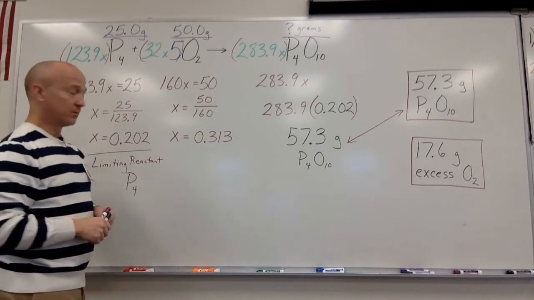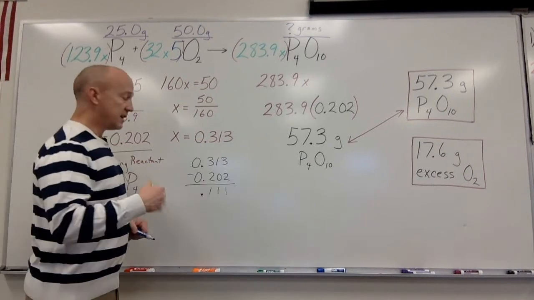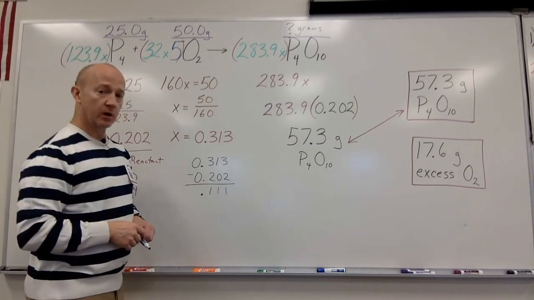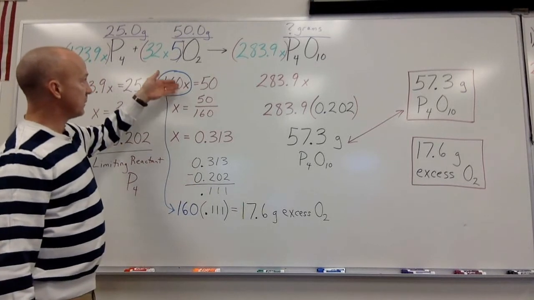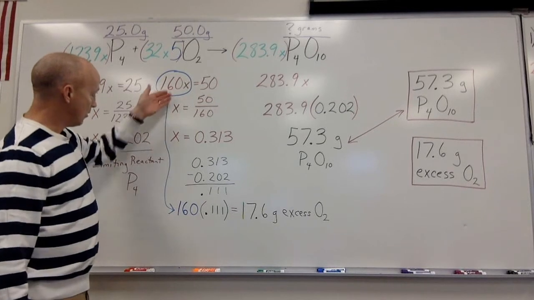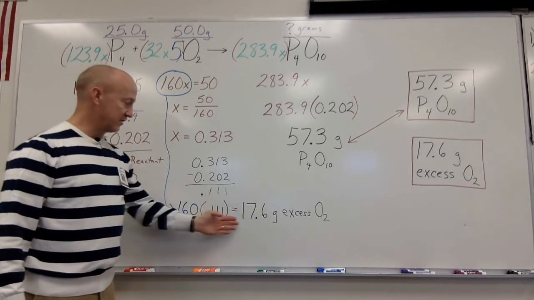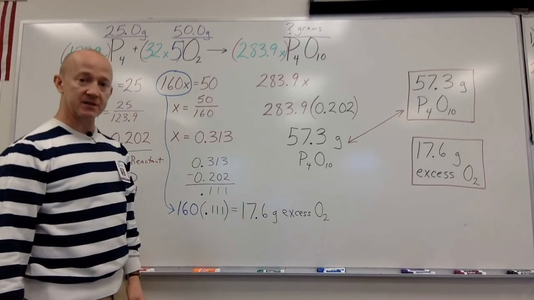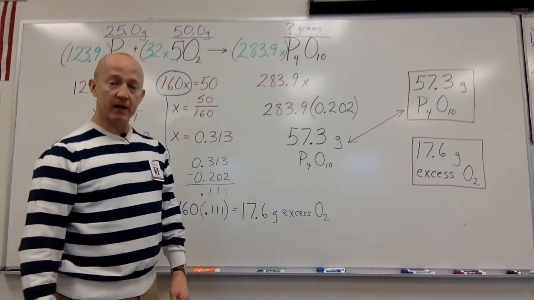It's actually pretty simple. We take the difference between the two X values. Taking the difference of the X's, we get a value of 0.111. All we have to do with this difference is plug it into the expression that belongs to our excess reactant. So 160 times 0.111 gives us a value of 17.6 grams of excess oxygen. And look at that, just like we determined in our last example.